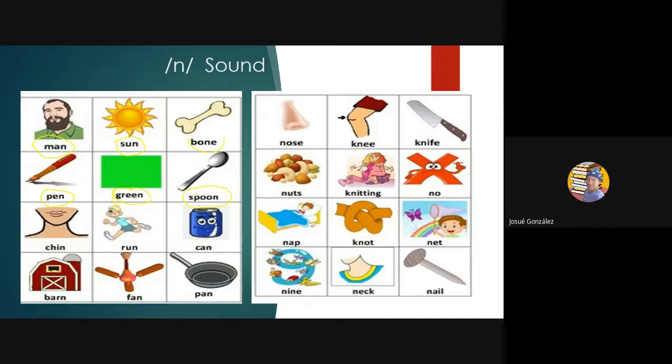This one: pen. Pen, pen, okay. Here, pen. Nose, nose, nose. This one: nose. Neck, neck, okay. This one, the last one: nail. Nail, nail, nail. Okay, good.